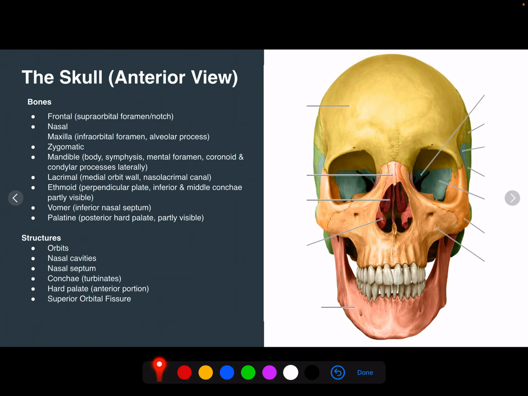Moving on to our nasal bones. Nasal bones are going to be small paired bones. It forms the upper bridge of your nose, and you should be able to palpate that on yourself. Our maxilla. Our maxilla contributes to the upper jaw, the infraorbital foramen here, pointing at it right now, infraorbital foramen. The alveolar process for our teeth, specifically the upper portion of our teeth.